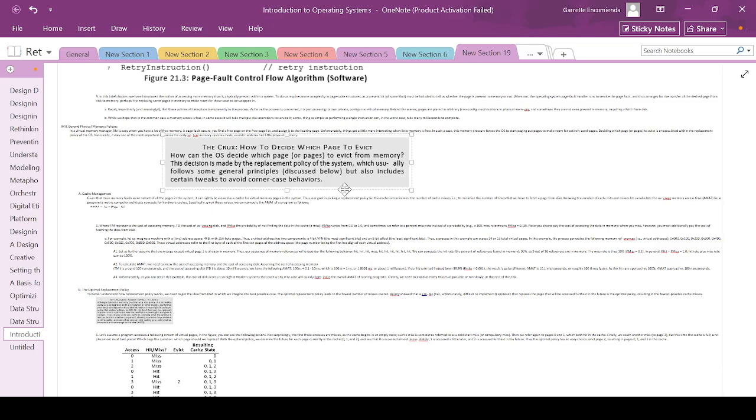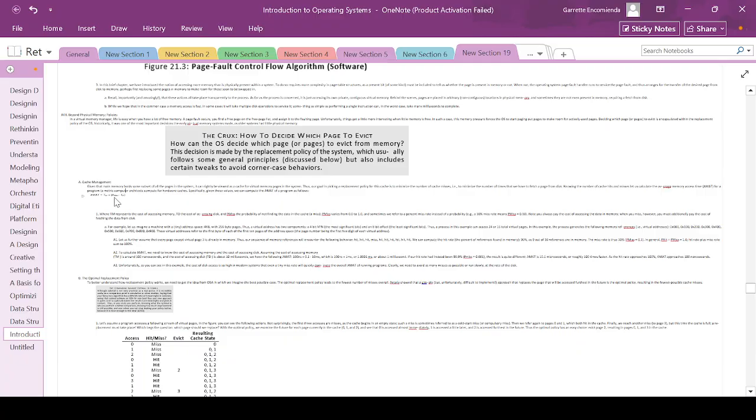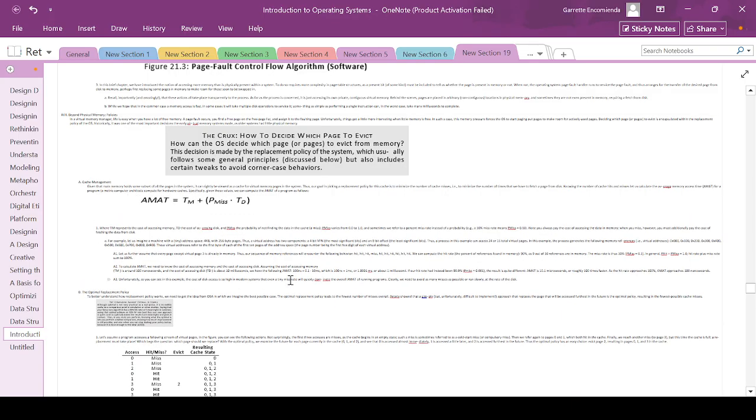The crux: how to decide which page to evict. How can the OS decide which page or pages to evict from memory? This decision is made by the replacement policy of the system, which usually follows some general principles discussed below, but also includes certain tweaks to avoid corner case behaviors. So these are the basics, or where this replacement came from.